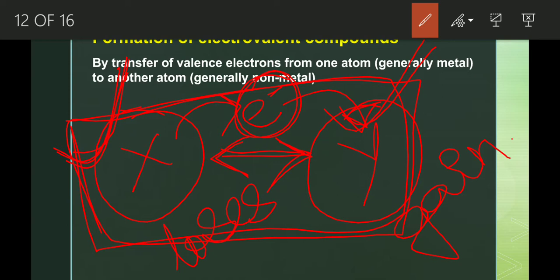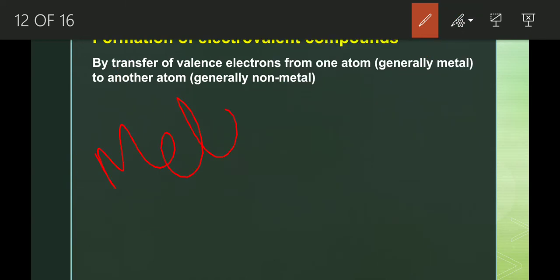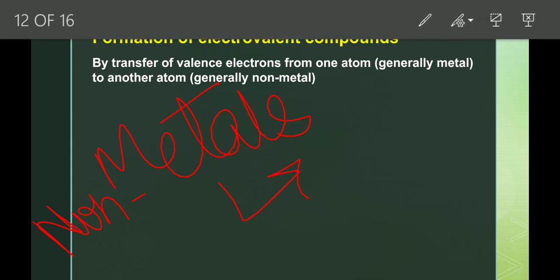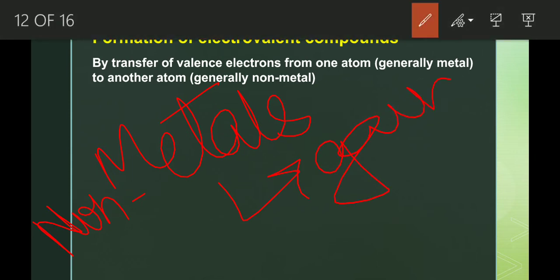There are two types of ions we know. One is cations, the positively charged, and another is anions, the negatively charged. So metals lose electrons and they become electropositive. They become cations. And non-metals gain electrons and they become anions, that is negatively charged, or electronegative. That's the basic difference between these two elements.